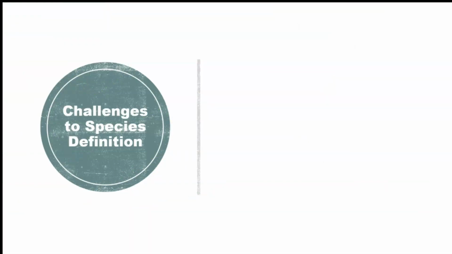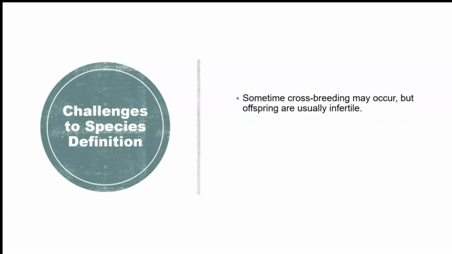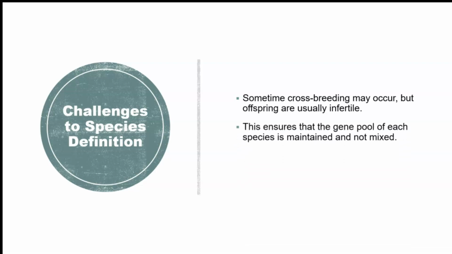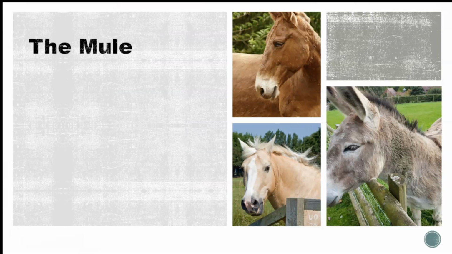Now, there are some challenges to this species definition. Sometimes crossbreeding may occur, but the offspring will generally be infertile. So if two different species do breed, their offspring will be infertile. We'll look at some examples of that in a second. This ensures that the gene pool of each species is maintained and not mixed, because the offspring can't then breed on and contaminate the gene pool.